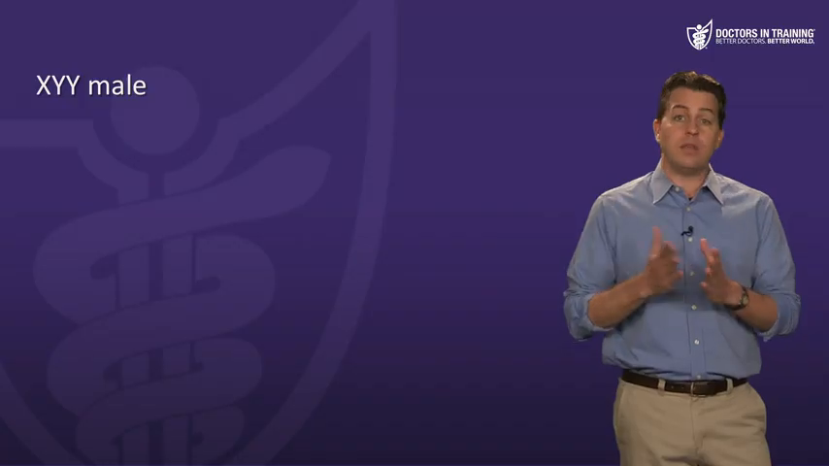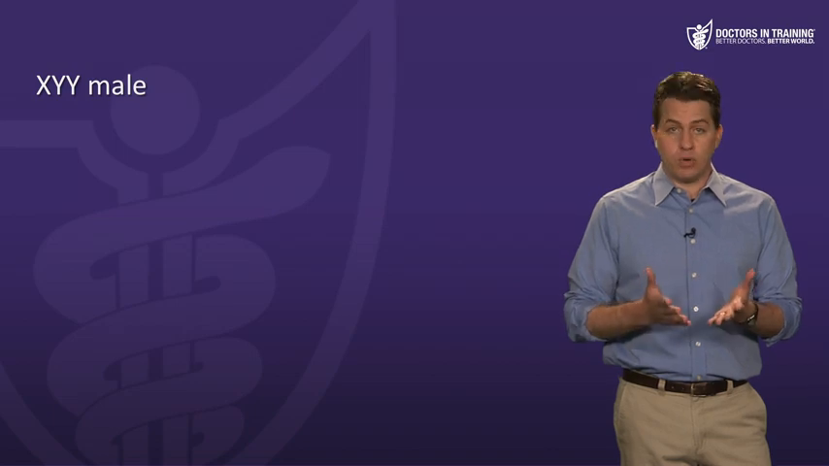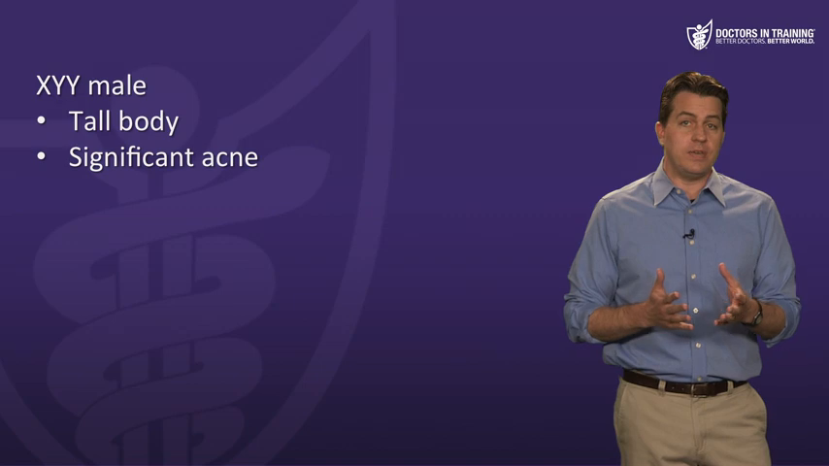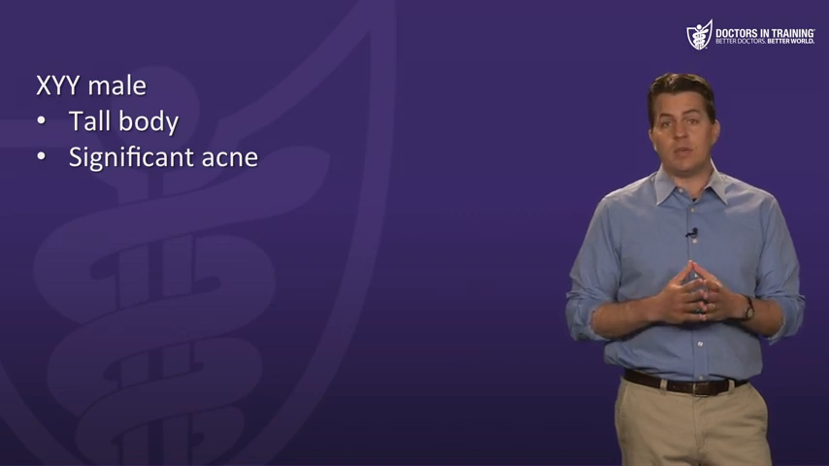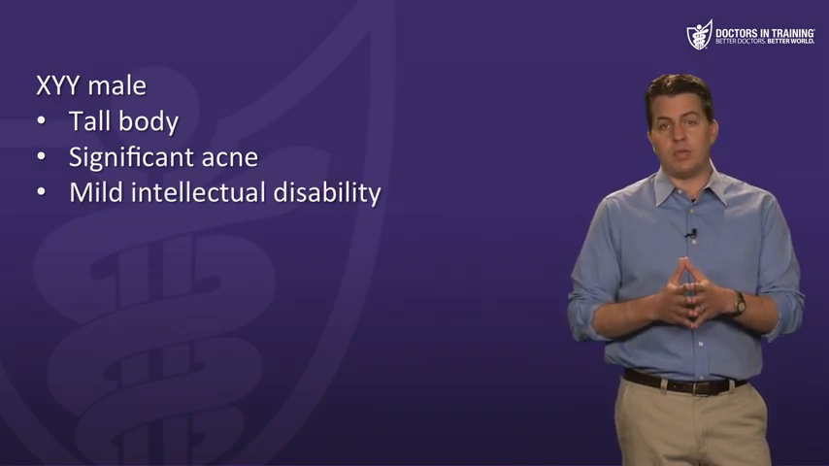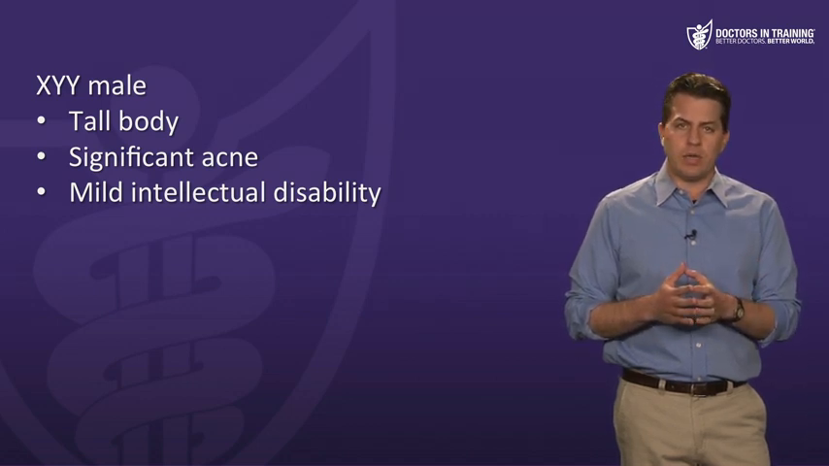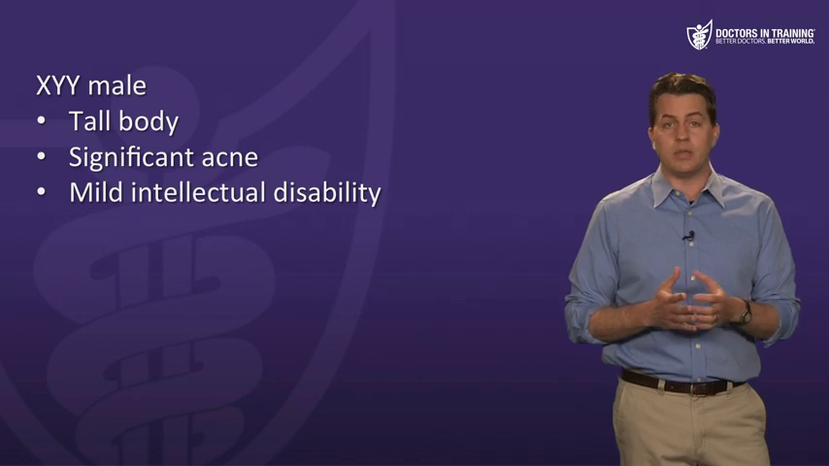Next, we'll move on to the XYY male. This is a male that has an extra Y chromosome. They have a tall body, over 6 feet tall, significant acne, and only some of them have mild intellectual disability. Now, the physician community used to think that there was a higher incidence of criminality among these males, but this is actually not the case.